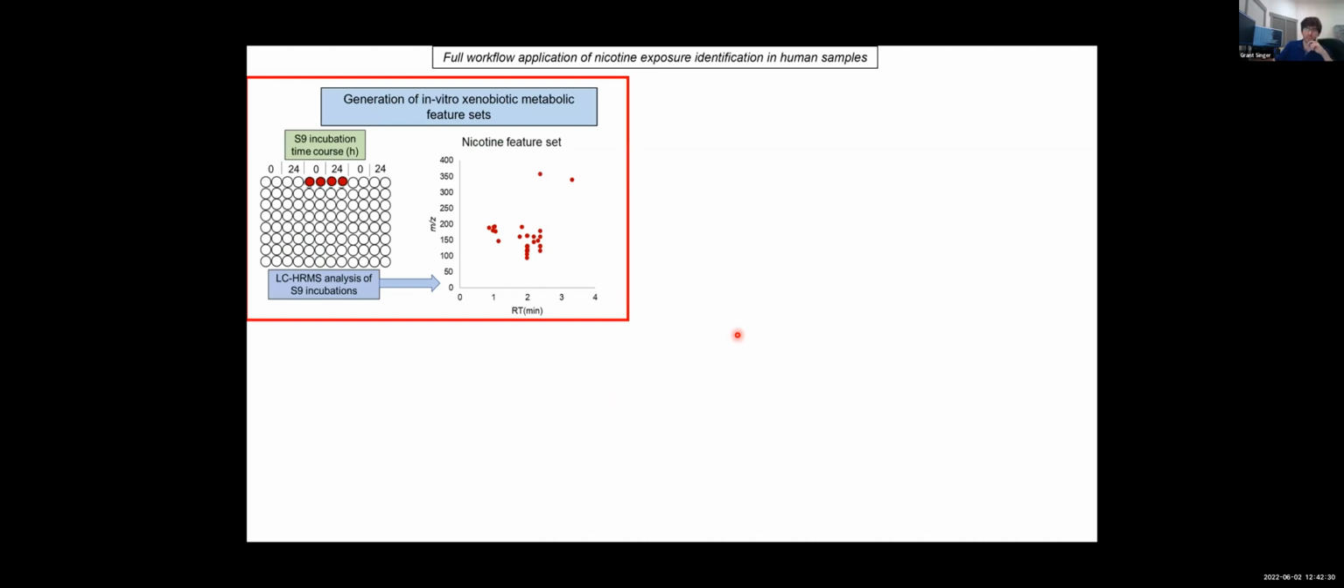Here's an example that we can follow along with the workflow. Here's a visual of the nicotine metabolite set that we pulled from experimental data. We have this information for about 1,000 xenobiotics right now, and we're continuing to expand that number as we keep running through mass spec.